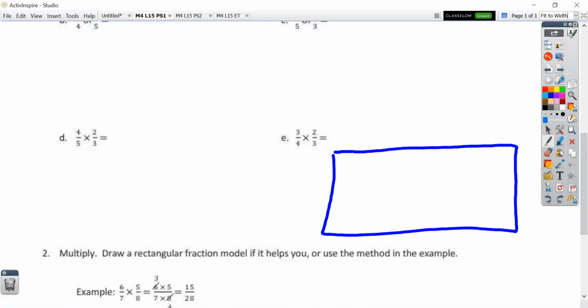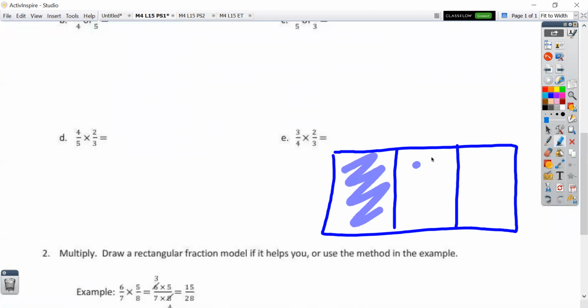So I'm going to start with 2/3. There's 1/3, 2/3. Remember to label, please. Try to label. There's my 2/3. Now I'm looking for 3/4 of that. So 3/4, so 1/4.